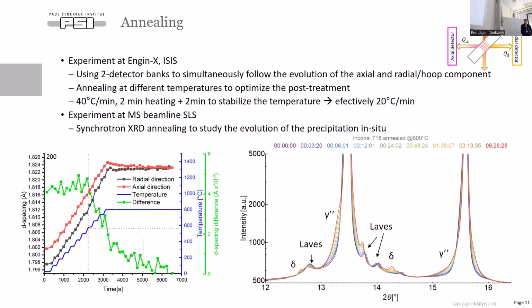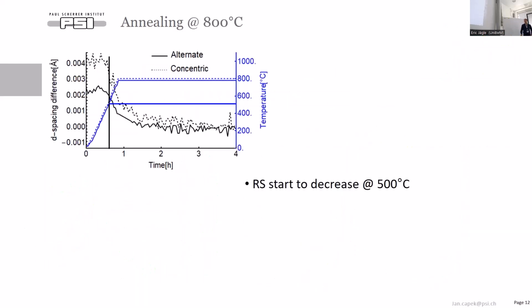Again, the same experiment repeated at the synchrotron, and we can observe that with increasing time, we have some increase of the shoulder, also a bit of change of the peak. Also, we observe that there is an increase of the delta phase. So here we can compare the two samples.